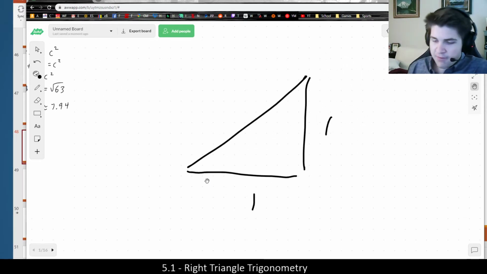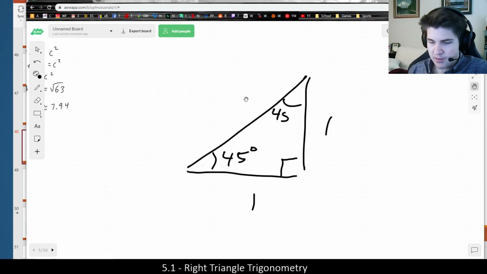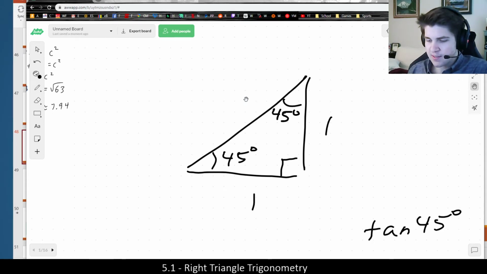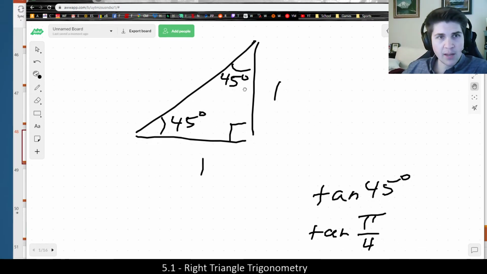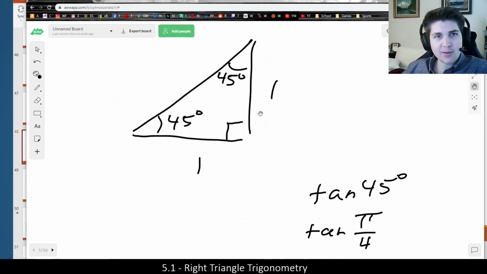Notice that since this triangle is isosceles, there's a property that the two other angles must be equal. Since it's a right triangle, those two angles must both be 45 degrees because they have to add up to 90, as I was talking about in the last video. So say I wanted to know the tangent of 45 degrees, which is equal to the tangent of pi over 4. Using SOHCAHTOA, which is how a lot of people memorize trigonometry, tangent is opposite over adjacent, 1 over 1.